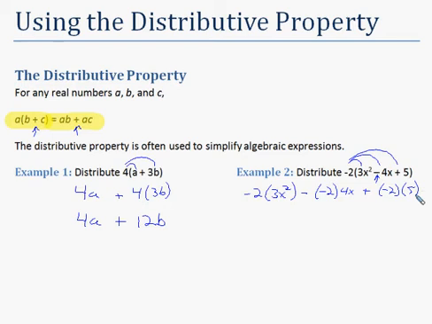And so now we simplify this. This is negative 2 times 3x, which is 6x squared. A negative, this is minus a negative, so we know that's going to be a positive. And 2 times 4x is 8x. And then we have plus negative 2 times 5, and we know negative 2 times 5 is a negative, so we have minus 10 here.